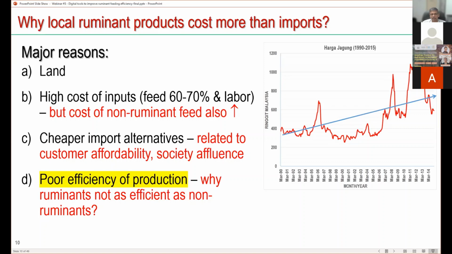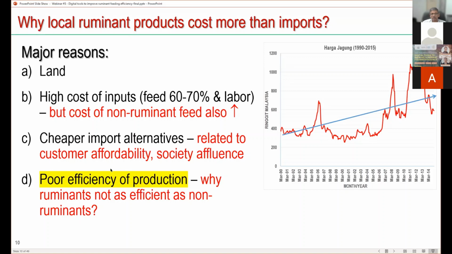Right? And this is where the target is. Because these two, cheaper we cannot change. There will always be somebody producing cheaper. As long as we can compete with them, then kita boleh be competitive lah. High cost inputs are going up. Kita tengok jagung in the ruminant, non-ruminant, it's also going up over the time. Although it goes up and down, but it's going up. So whether like it or not, it's going to go up.